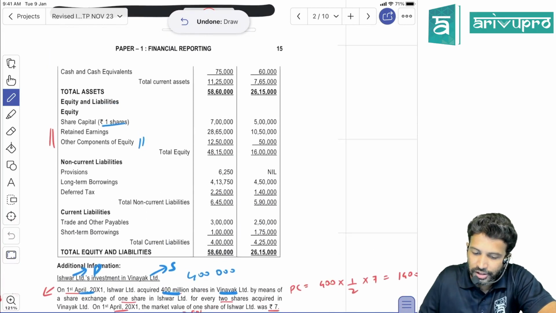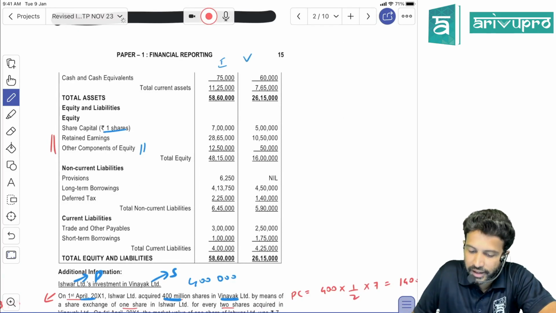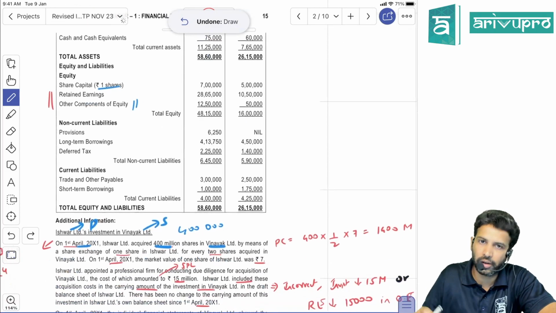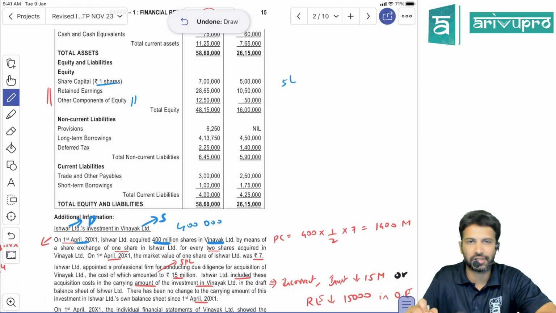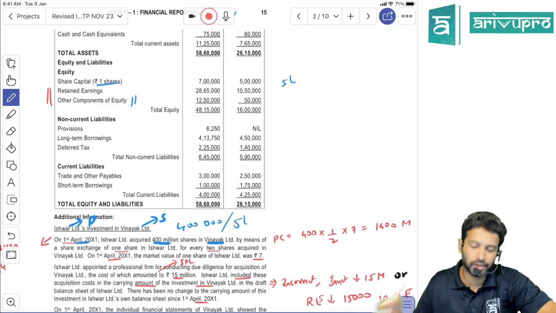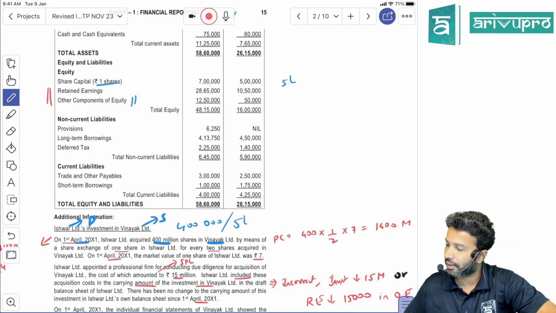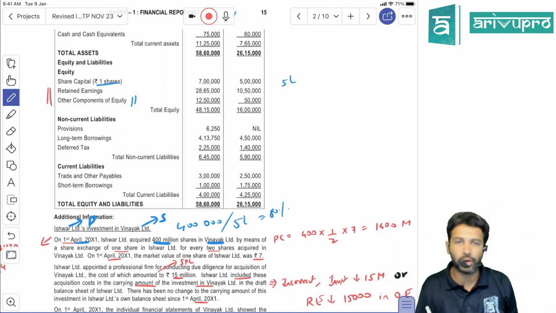Okay, so what is the share capital of this? I think the first company is Ishwar and then it is Vinayak. Vinayak share capital is 5 lakh, and each share has a face value of 1 rupee. So we have totally 5 lakh shares. All these numbers are in thousands. So out of 5 lakh, 4 lakh shares Ishwar has acquired. So 4 divided by 5 into 100, the shareholding percentage is 80%. So non-controlling interest has about 20%.